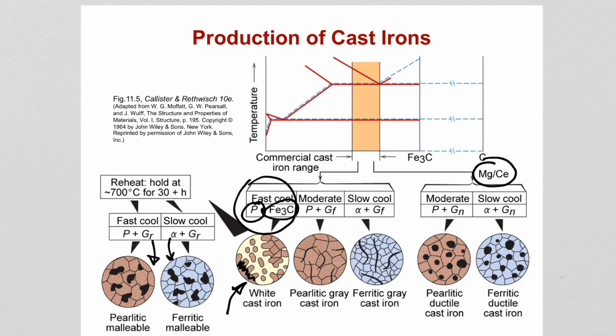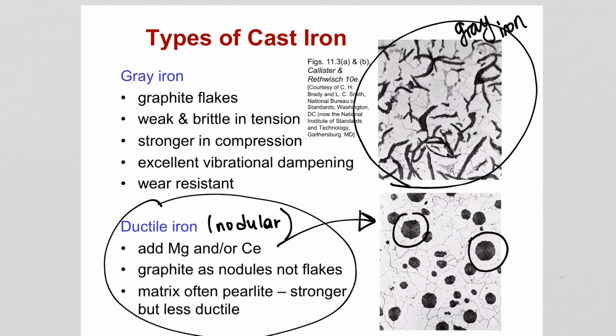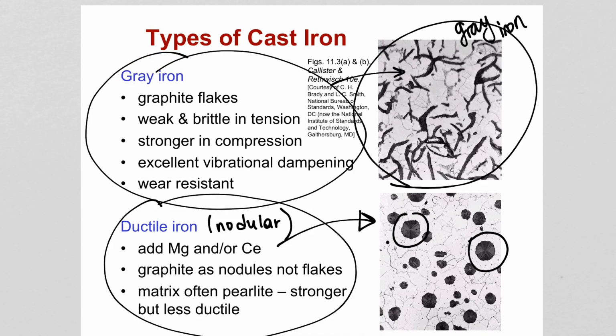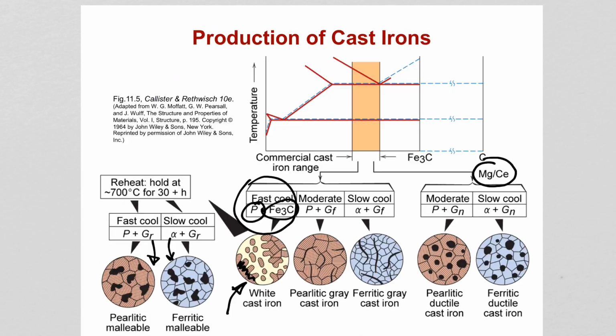We are also seeing the gray cast iron. Again, if you do moderate cooling, it leads to pearlite as a matrix. Slow cooling will lead to ferrite as a matrix. Both will show you this type of structure we have seen here, right? The gray iron, graphite flakes right there. So these are representing the gray cast iron.